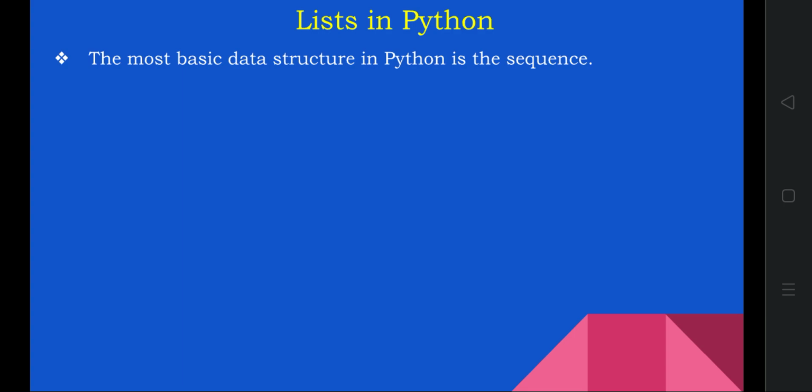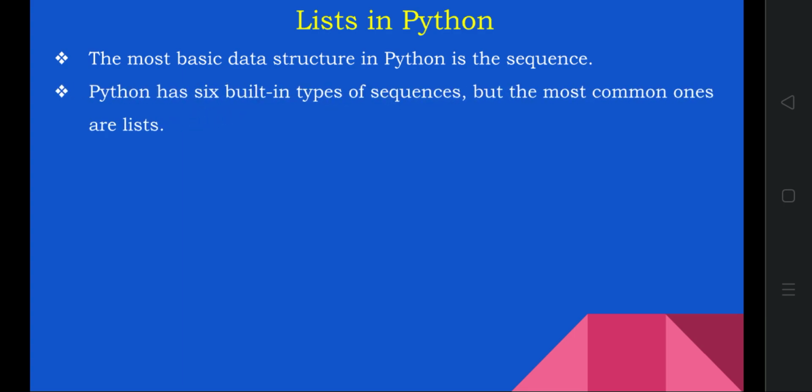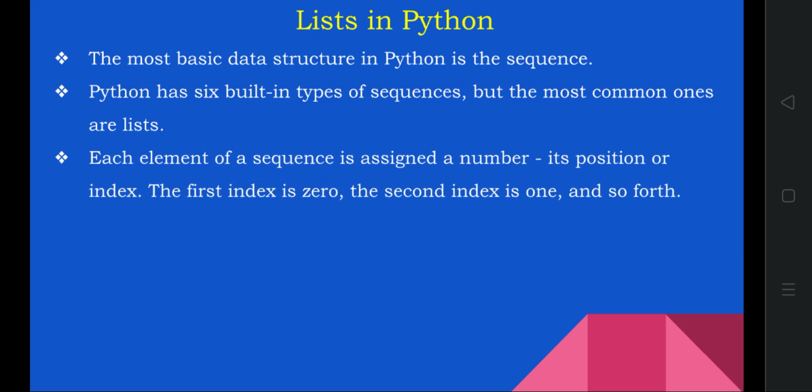The most basic data structure in Python is the sequence, and in that sequence, the list plays an important role. Python has 6 built-in types of sequences, but the most common ones are lists. Each element of a sequence is assigned a number that is called an index, the position or index, and the first index is 0, and the second index is 1, and so on. Lists are the simplest containers, that means you can hold any data.